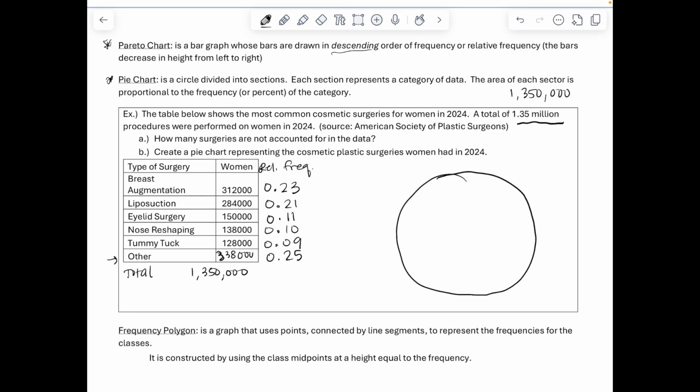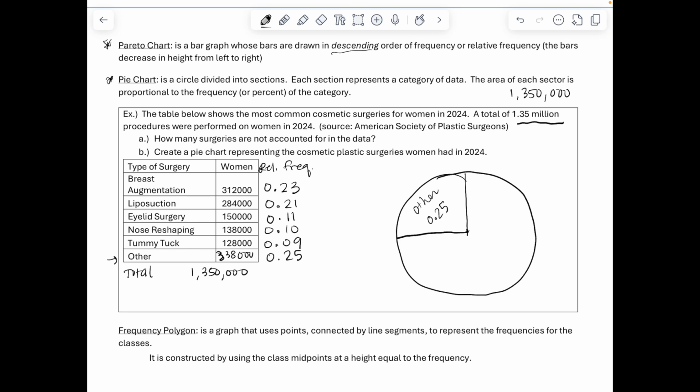You can convert these to percents. Some students find it easier. I am going to leave them as relative frequencies. We mostly deal with decimals in this class and not percentages. So the easiest one to draw on here is going to be that other category. You can put it anywhere that you want. So I'm going to go ahead and just cut this into a quarter so that other category is 0.25.